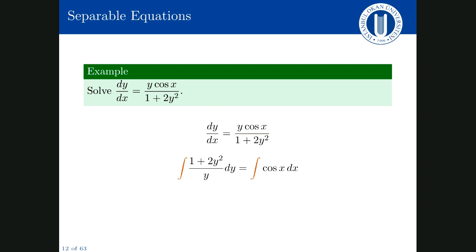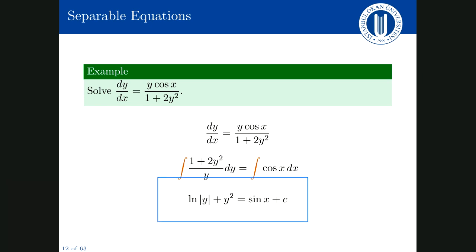Because we've separated the variables, because all of the y terms are on the left and all the x terms are on the right, we're allowed to integrate this equation. The integral of (1 plus 2y squared) over y dy is equal to the integral of cos x dx. And you can check that when we calculate these integrals, we get ln of the absolute value of y plus y squared is equal to sine x plus some constant c. For the equation, we can leave the solution in this form.